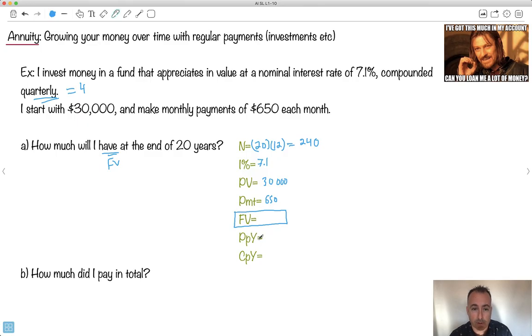My payments per year, we have to be very careful here. Now, they're monthly payments. That's going to be 12. But my compounding periods per year is 4. Watch out for that one. I think that's a place where you might make a mistake. It was compounded quarterly, just for fun.